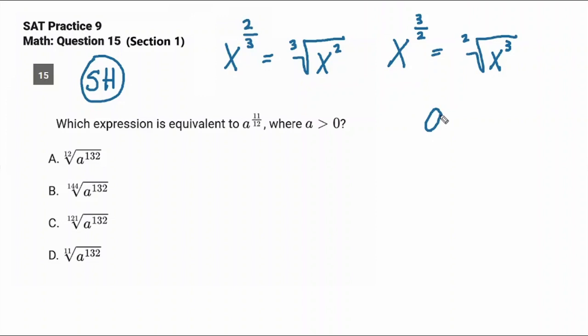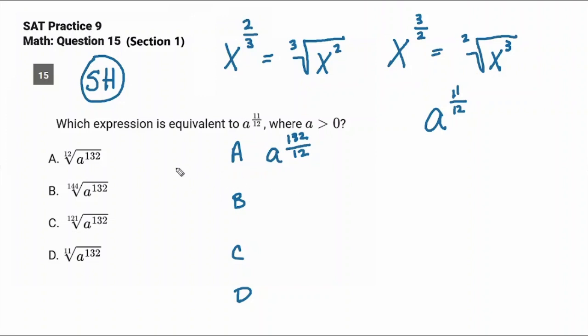So we're looking for a to the 11 over 12. I'm going to write A, B, C, D here vertically, kind of spaced out. And I'm just going to go in here. So a to the what? To the 132 goes on top, and what goes on bottom? 12 goes on bottom. Okay?